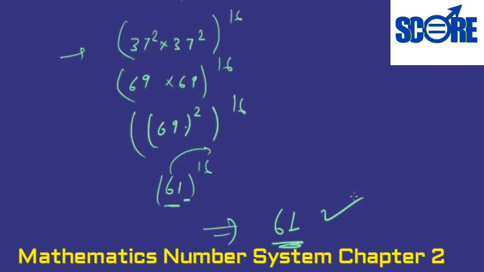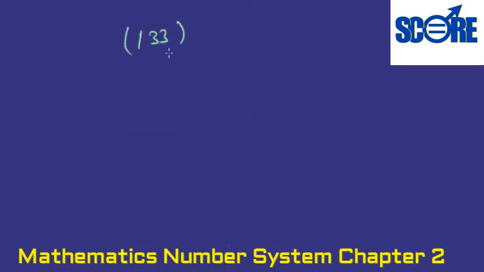Now if you practice this, you can solve the problem within 10 seconds. Take 133 raised to power 128. We are interested in the last two digits. Here the 1 has no use. Let's say that's 33 raised to power 128, right? Now this is 33 raised to power 128.